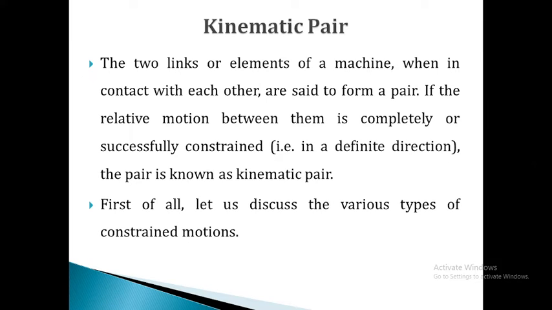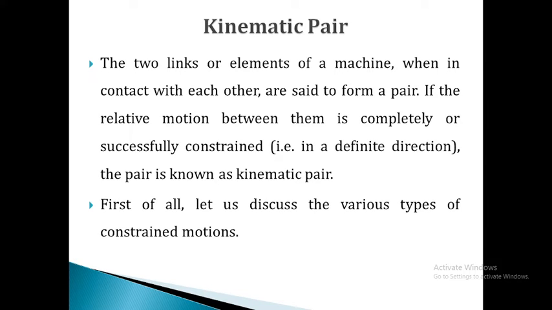Now come to the next topic, which is kinematic pair. The two links or elements of a machine when in contact with each other are said to form a pair. If the relative motion between them is completely or successfully constrained, the pair is known as kinematic pair.